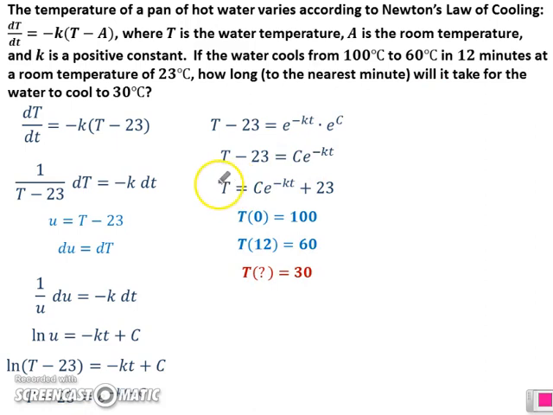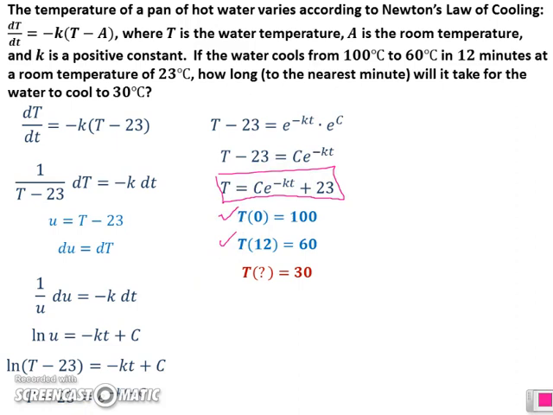We're eventually going to have to answer this. But right now we have this general equation that has 2 unknowns in it. So we need to figure out what those 2 unknowns are. We need to find C and we need to find K, so we can eventually set big T equal to 30 and then just solve for t. The only thing left will be to solve for t. So we have to figure out what the C and the K are first. So we're going to use these 2 first.